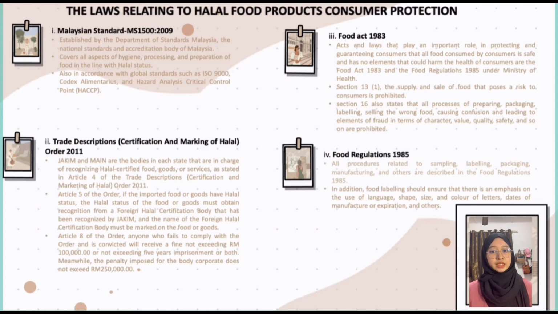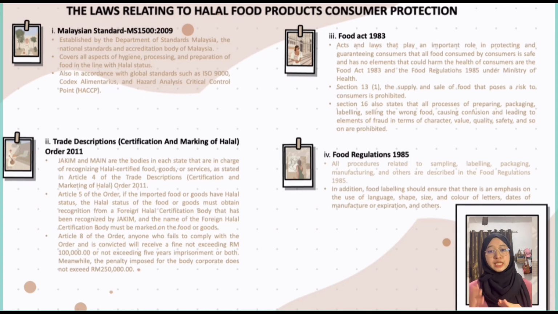According to Section 13(1), the supply and sale of food that poses a risk to consumers is prohibited. Furthermore, Section 16 also states that all processes of preparing, packaging, labeling, and selling the wrong food, causing confusion and leading to an element of fraud in terms of character, value, quality, safety, and so on are prohibited. Number 4, Food Regulations 1985.